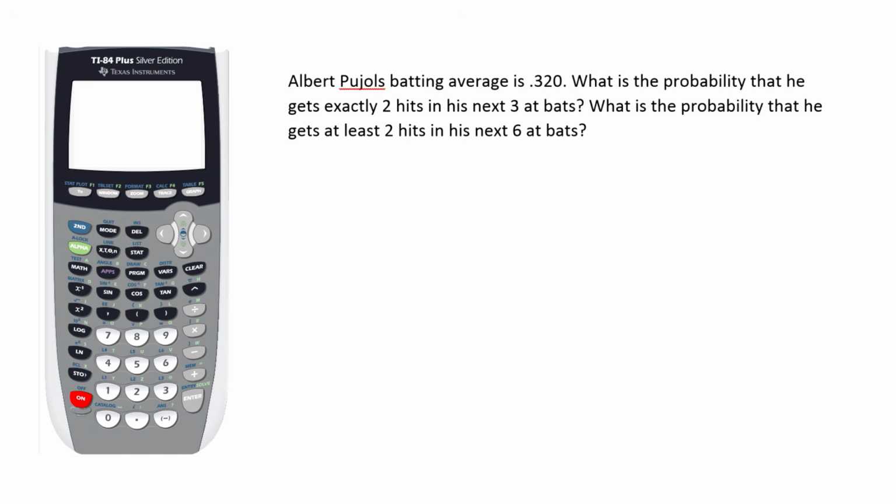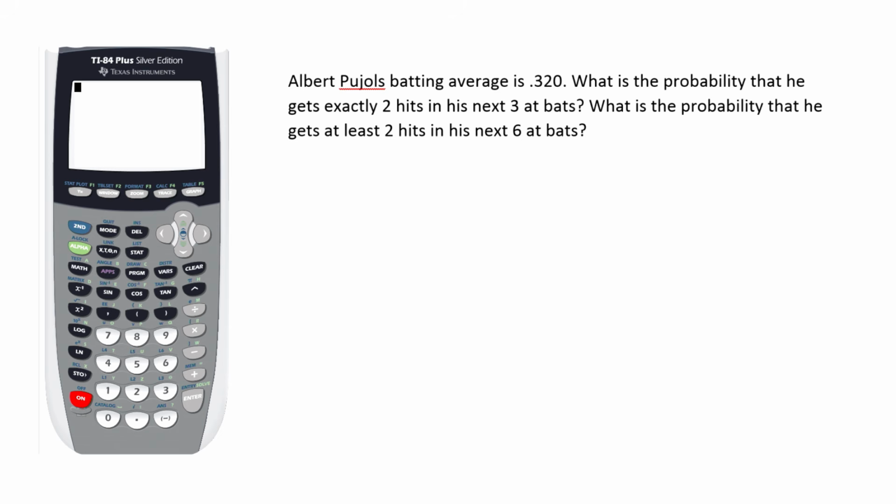So for this first video, we'll be looking at exact probabilities. So we'll be looking at single probabilities, like our first question. In the next video, we'll be looking at multiple probabilities, so getting at least 2 hits in the next 6 at-bats. We'll have to do these calculations slightly differently.